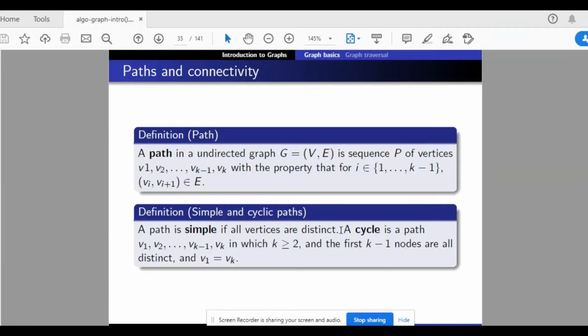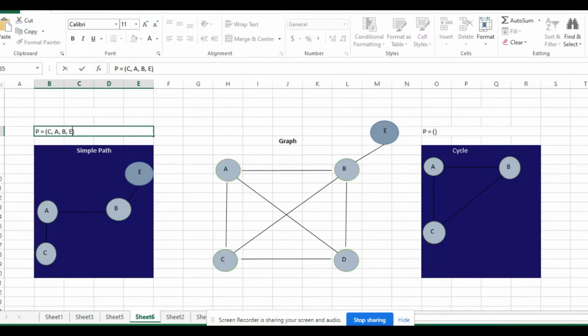Another thing that I will discuss is, what is a cycle. A cycle is a path itself, which can be represented as a sequence v1, v2, and it goes up to vk, and it must satisfy three conditions. The first one is k must be greater than or equal to 2. The second condition is the first k minus 1 nodes are all distinct, and the third condition is v1 is equal to vk. So there are three conditions. It looks a bit complicated, but let's see this with an example.